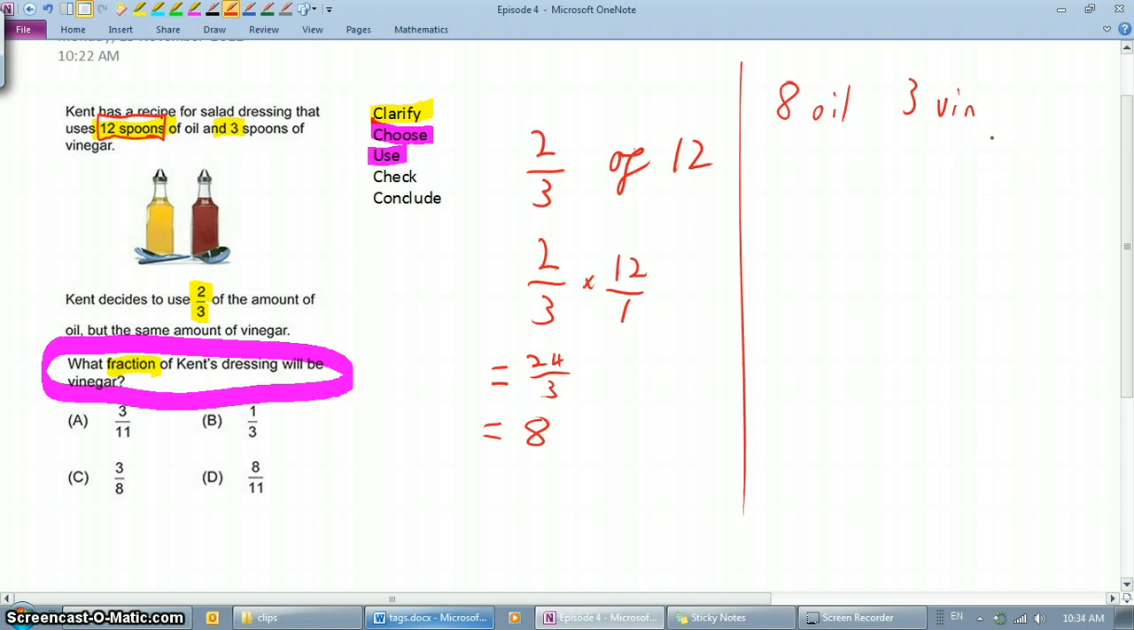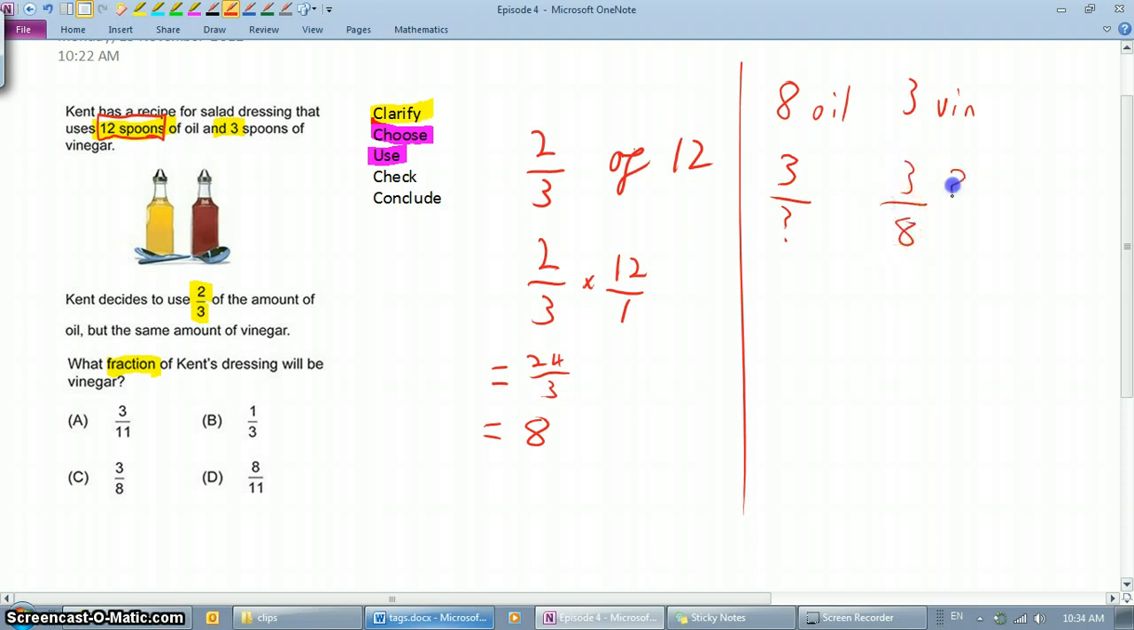Okay, so now we need to work out the second part of the question, which is what fraction of Kent's dressing will be vinegar. So there's going to be 3 units of vinegar, 3 units over something. Now it might be really easy and really quick to go, well obviously that's going to be 3 over 8. However, the problem here is it's not 3 spoons of a total of 8 spoons. The total number of spoons of everything, not just oil and vinegar, is going to be 11. Okay, so 3/8 is an answer, and that's how it appears.